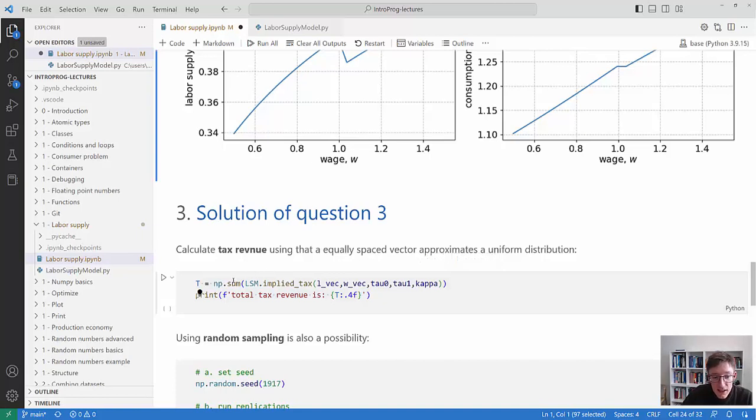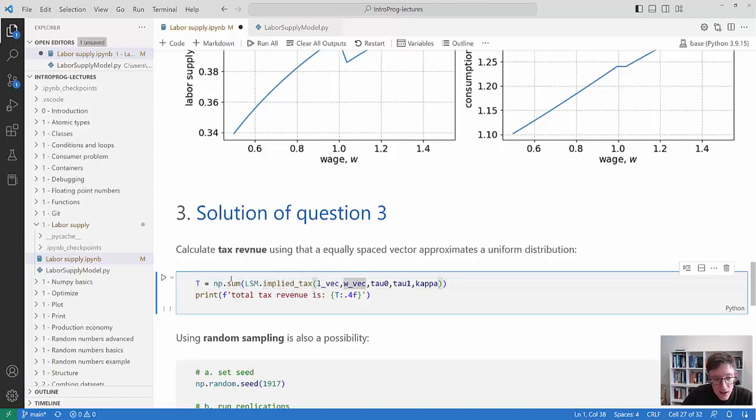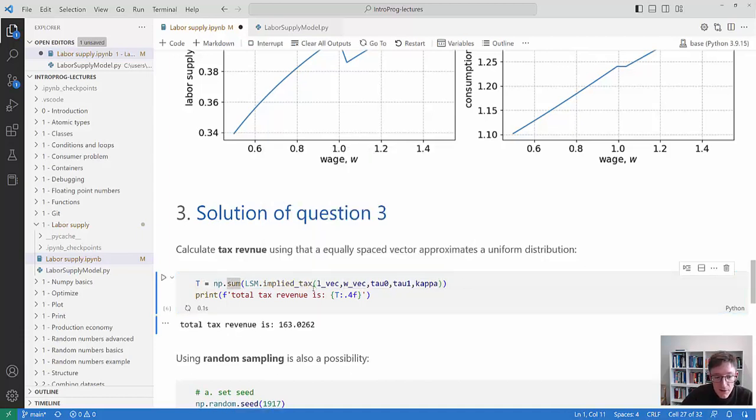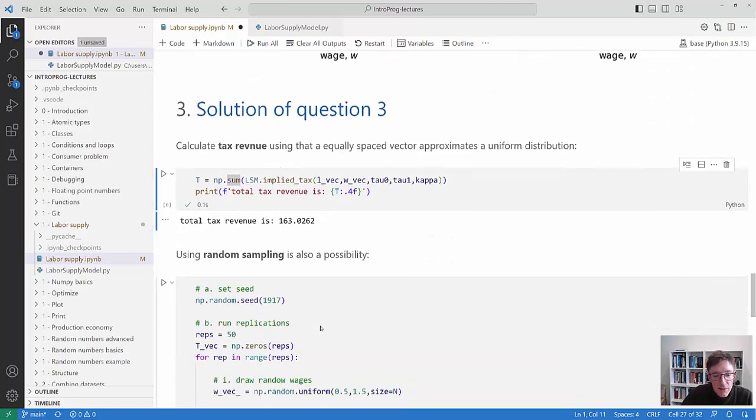So we can actually just take the sum of the implied tax of the optimal labor supply for the wages. And then we can sum that up, and then we get the total tax revenue. And this looks like this. We could also have used random sampling.